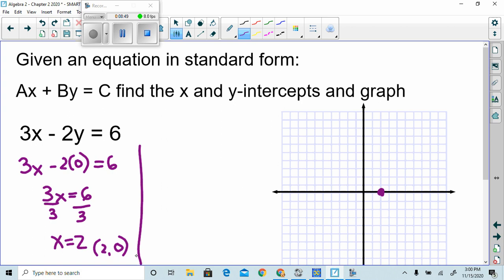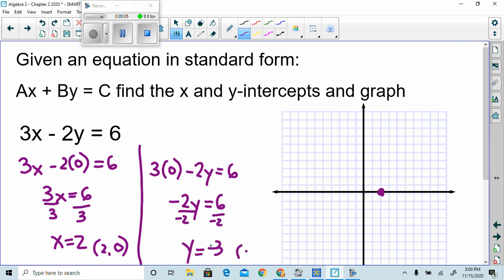Now let's do it where we set x equal to 0. And again, I mentioned that this step probably can go right into negative 2y equals 6. Divide by negative 2. And y is equal to negative 3. So now I have my y-intercept. (0, negative 3), 1, 2, 3 down, and connect. And there you have our x and y intercept quick graph.